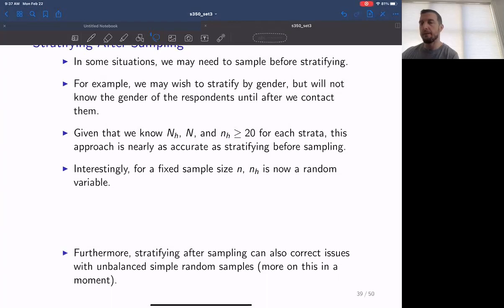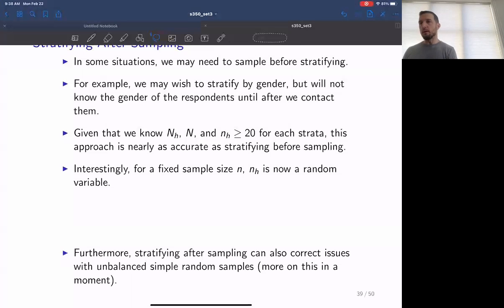So we can note that this approach will be nearly as accurate as stratifying before sampling, given that we know the true values of capital NH and capital N, and little nh is greater than 20 for each strata. So the requirements for the accuracy of the two methods to be nearly equivalent is pretty low.